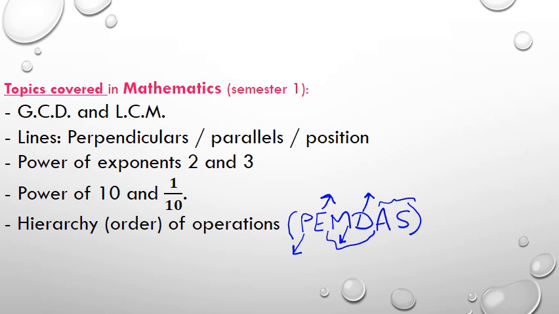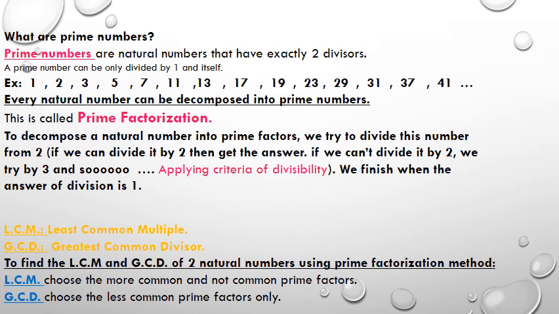Now we are going to see the most important rules of each lesson aside. In this lesson, we have seen what prime numbers are. Prime numbers are all the natural numbers that have exactly two divisors. Any prime number can only be divided by 1 and itself. Examples of prime numbers are: 1 is not a prime number, 2 is a prime number, 3, 5, 7, 11, 13, 17, 19, 23, 29, 31, etc.